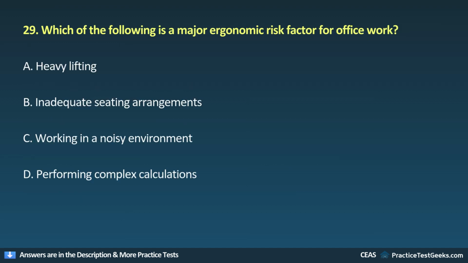29. Which of the following is a major ergonomic risk factor for office work? A. Heavy lifting. B. Inadequate seating arrangements. C. Working in a noisy environment. D. Performing complex calculations.